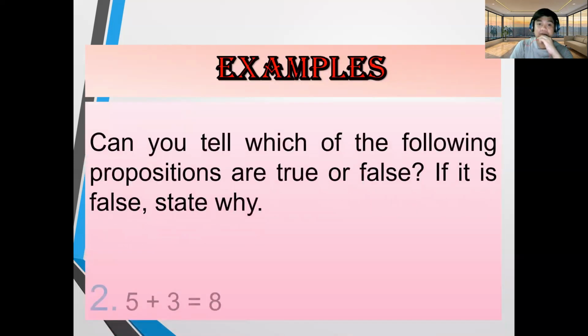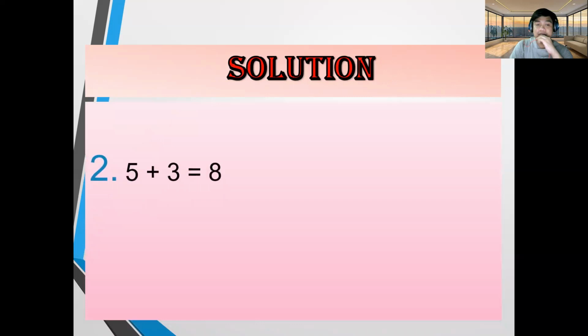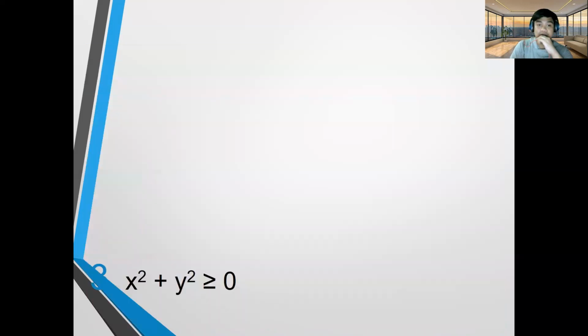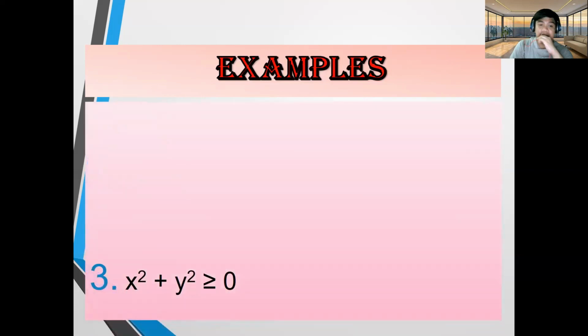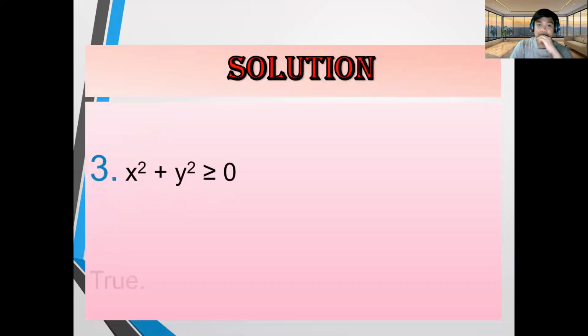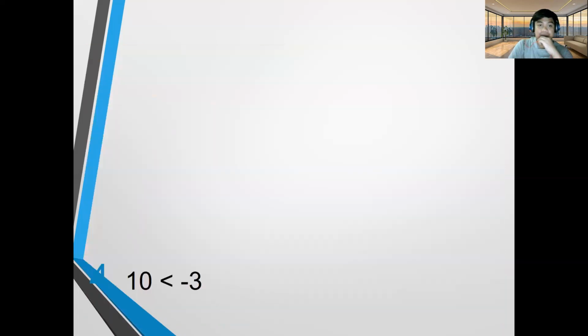Another example, 5 plus 3 is equal to 8. Using basic arithmetic, we know that 5 plus 3 is 8. So it is true. Now, example number 3, x squared plus y squared is greater than or equal to 0. Our solution: it is true, because if you square a number, the result is never negative. The least value you can get for x squared is 0, and the same is true for y squared. If you add two zeros, that will be 0. So it is still true, since 0 is greater than or equal to 0.